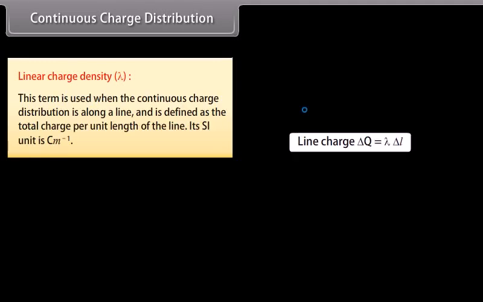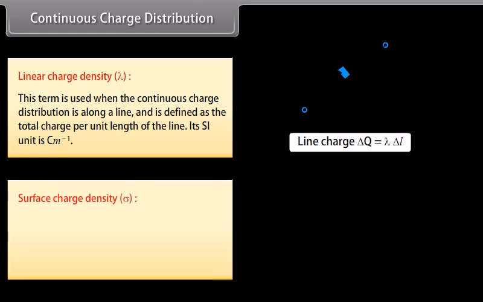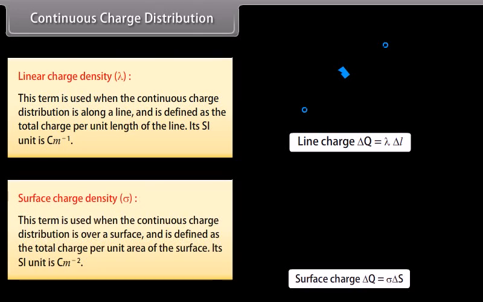This term is used when the continuous charge distribution is along a line and is defined as the total charge per unit length of the line. Its SI unit is Coulomb per meter. Surface charge density, sigma. This term is used when the continuous charge distribution is over a surface and is defined as the total charge per unit area of the surface. Its SI unit is Coulomb per meter square.